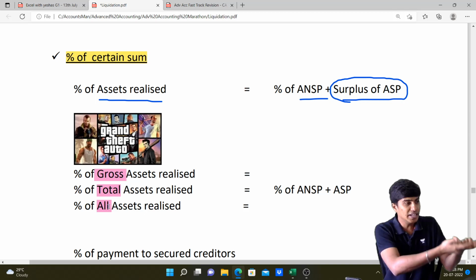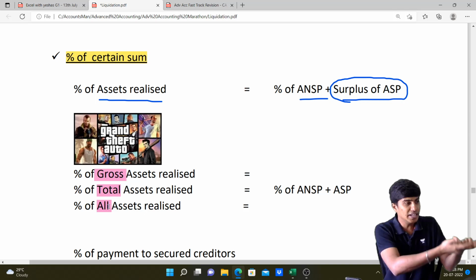So in the second case, the liquidator is selling all the assets, whether it is specifically pledged or not specifically pledged. So what we do in this case is we compute the liquidator's remuneration as a percentage of assets not specifically pledged plus entire ASP and not only on surplus. Very important adjustment, important to be known because the question can ask this adjustment and you wouldn't even realize that they're questioning this topic. You just blindly go by and do it on some amount, which might or might not be wrong. So don't take such risks. Remember GTA, Grand Theft Auto: if they say all assets, ANSP plus total ASP.